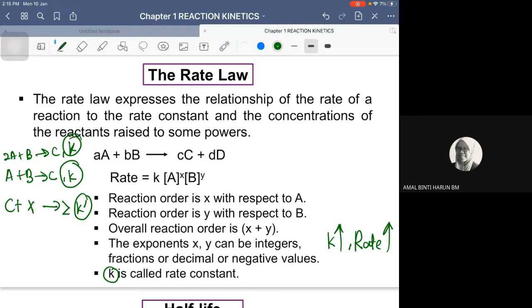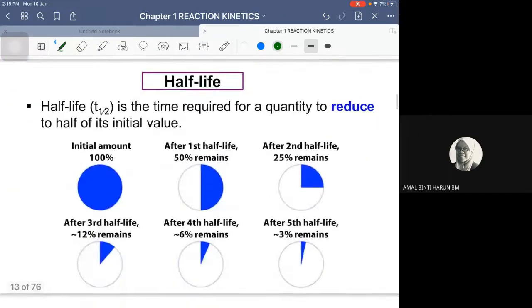Okay. Lagi apa lagi nak cakap? Okay, then X dan Y adalah order bagi setiap reactant, di mana X dan Y can be integers, fraction or decimal. Okay, so nanti kalau soalan minta cari order bagi A ataupun B, so janganlah bila dia tiba-tiba dapat nilai perpuluhan, so you kata jawapannya salah. So can be any numbers for the order.